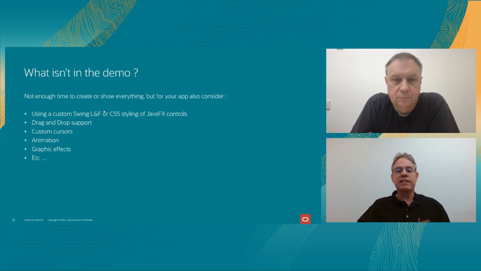So we showed you a lot of things in this demo. There's an awful lot of things, though, that you can do with JavaFX or Swing that we didn't show you. The first thing you could do that we didn't do much of, or didn't show you anyway, is you can customize the look and feel of your application using the Swing look and feels or CSS styling for JavaFX. We can do drag and drop, which we didn't show. It's very common in a mail app for attachments to drag and drop, but we didn't show that. You could also do things like custom cursors, animations, various graphics effects, and so on.